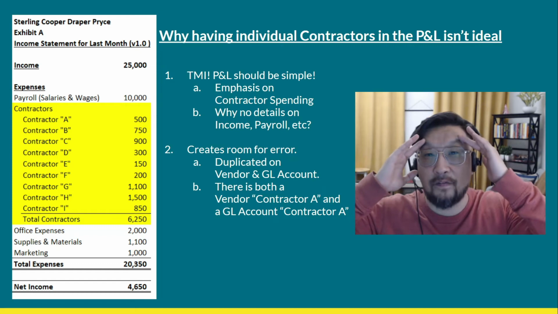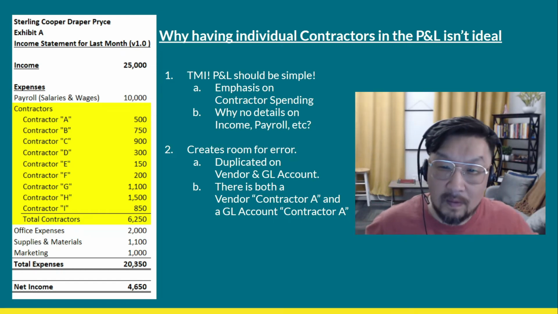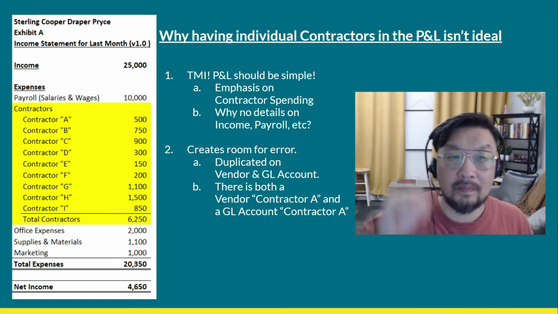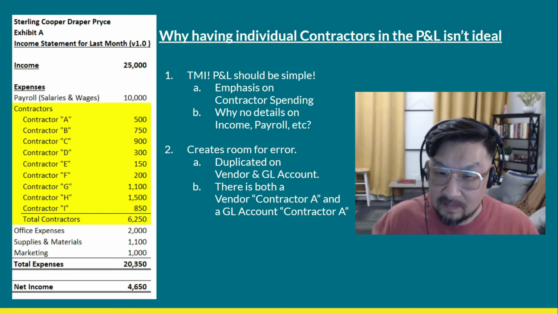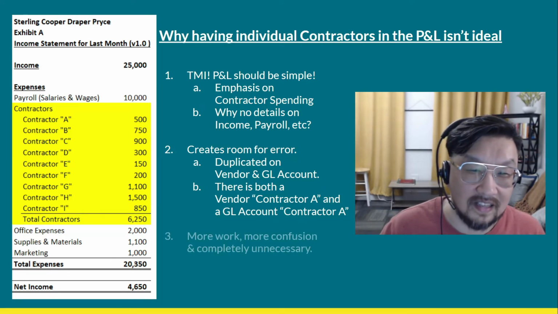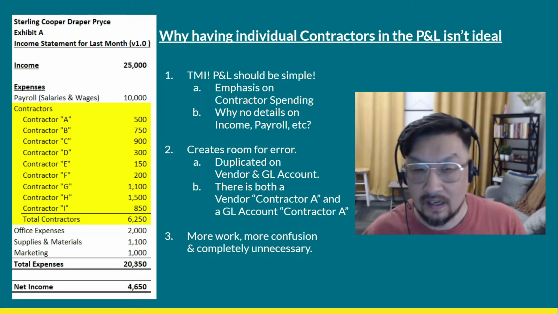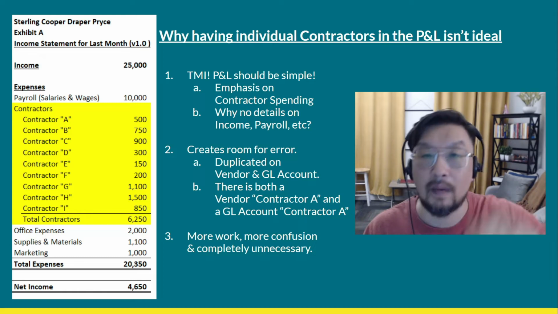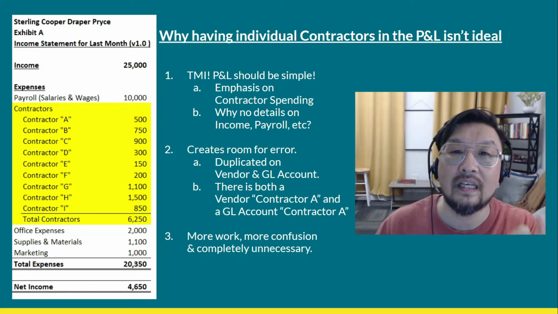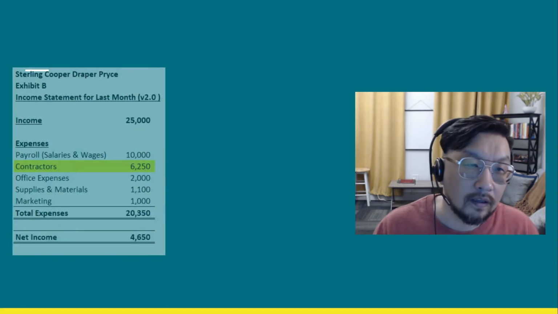And heaven forbid things get cross-wired. The payment for contractor A slips up into expense account contractor B and vice versa. Oh my goodness. This is not good. It creates more work, more confusion, and is completely unnecessary. So let's scrap this and imagine a clean and beautiful P&L. What would that look like?